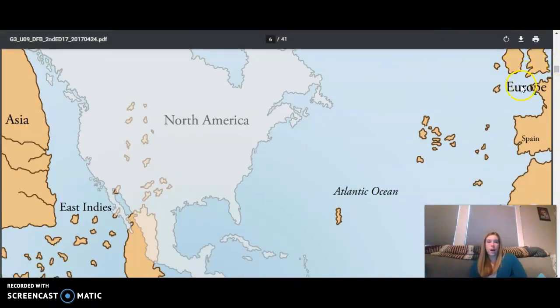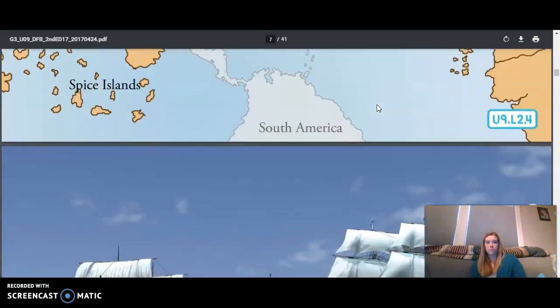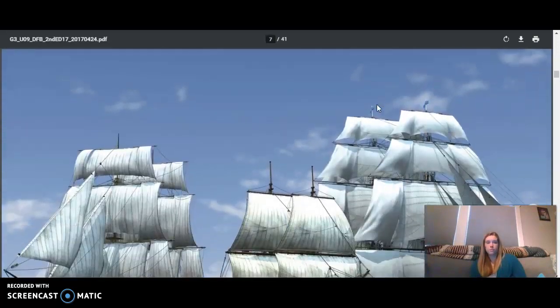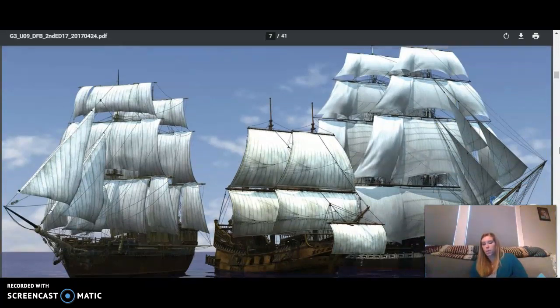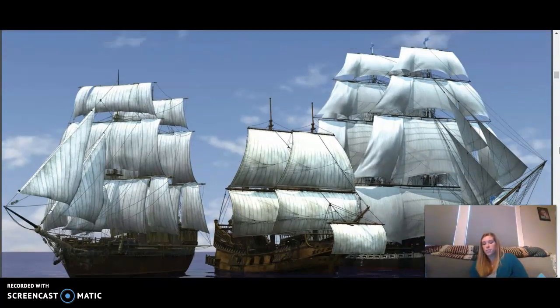So here you see in the map between Europe and Asia is North America, but Columbus thought this was one straight shot. Columbus convinced the King and Queen of Spain, Ferdinand and Isabella, to be his sponsors, funding his voyage of sailing west to find the East Indies.